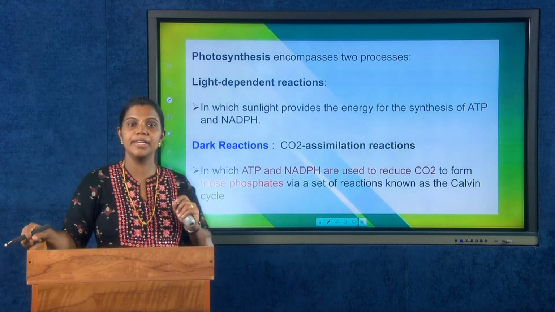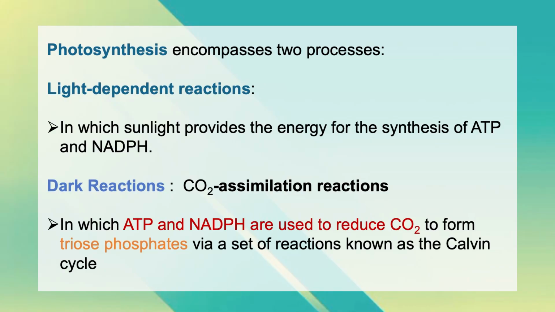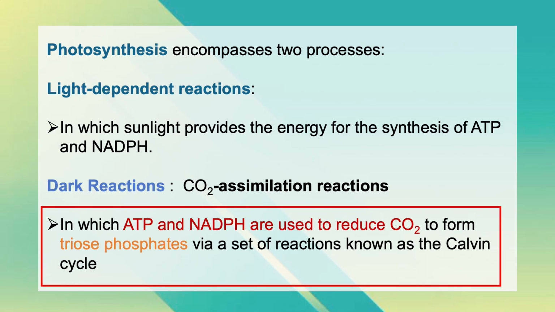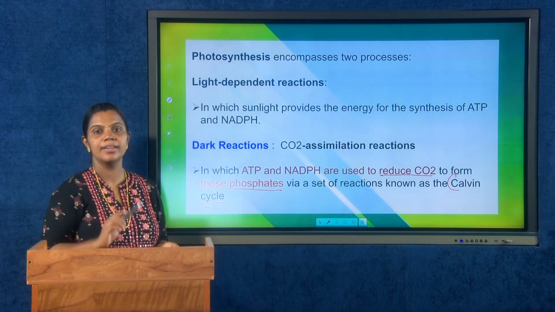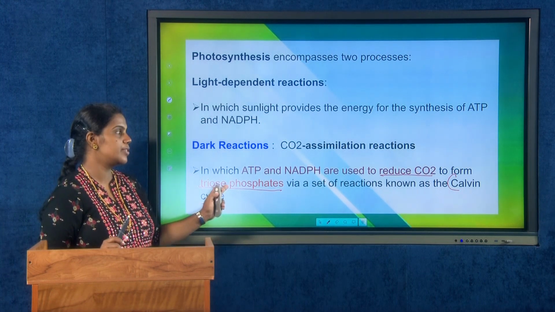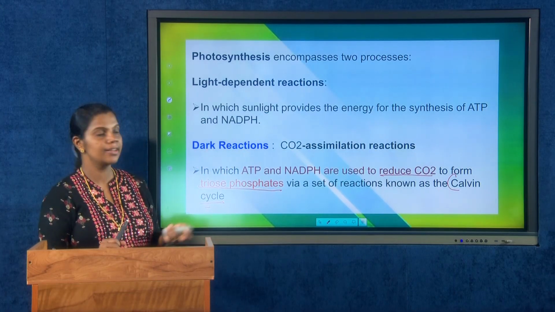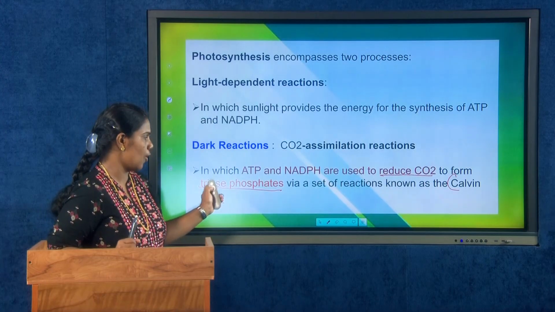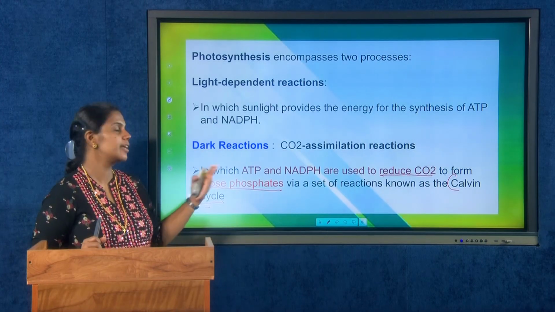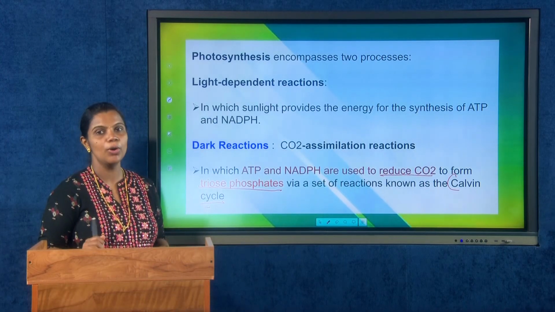So, here in dark reaction, the ATP and NADPH are utilized to reduce carbon dioxide to form the triose phosphate via a set of reactions which is known as the Calvin cycle. The ATP and NADPH is utilized for the reduction of carbon dioxide to form triose phosphates first, and then consequently it will form carbohydrates.